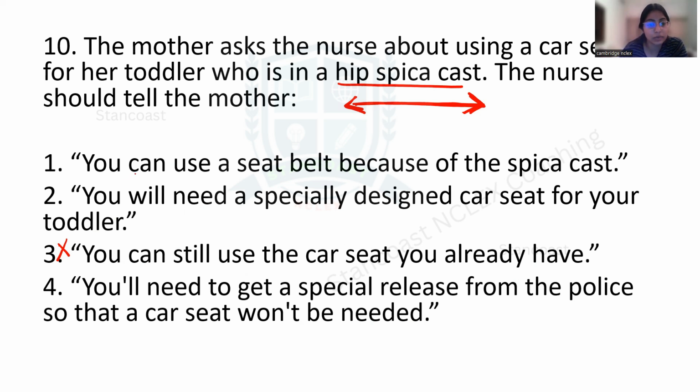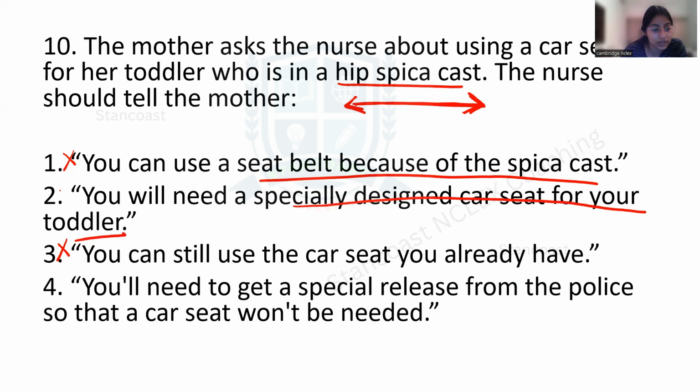Now let's see option number 1. You can use a seat belt because of the spica cast. Okay, so this is not the correct option. A seat belt cannot be applied to the baby as there is a lot of space that is going to be taken by the abduction bar. Option 2 says you will need a specially designed car seat for your toddler.